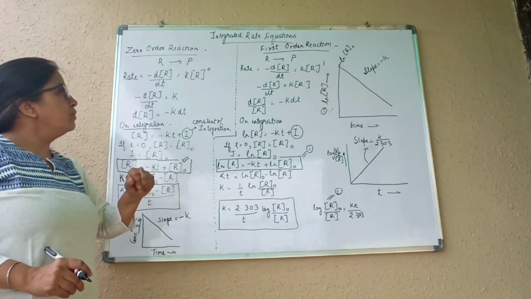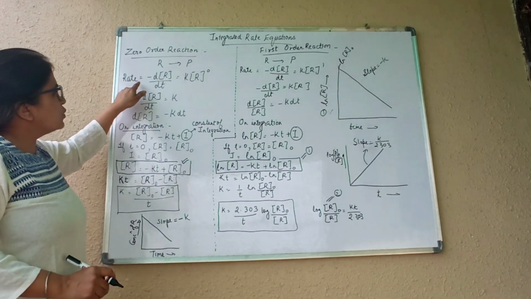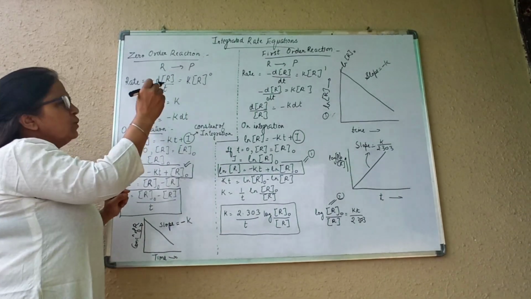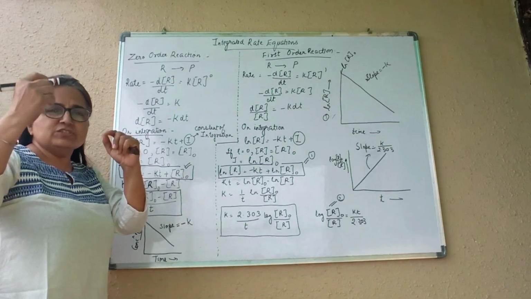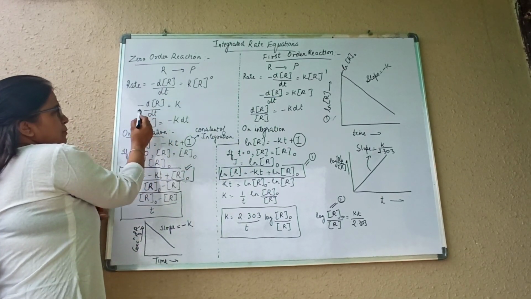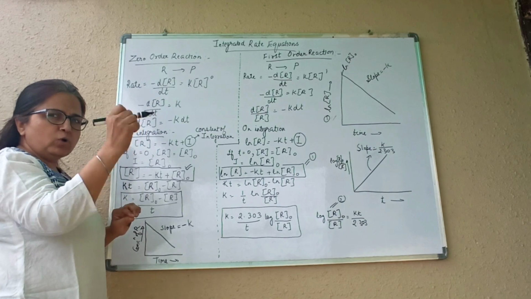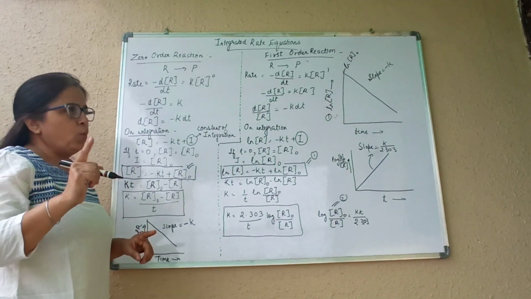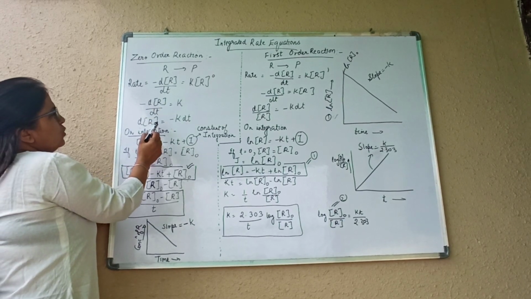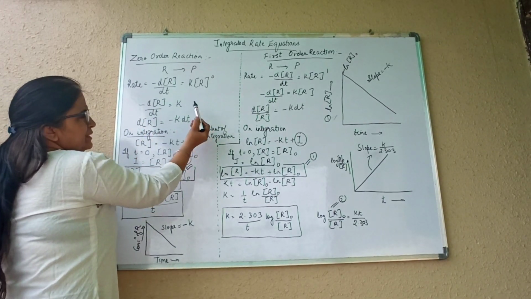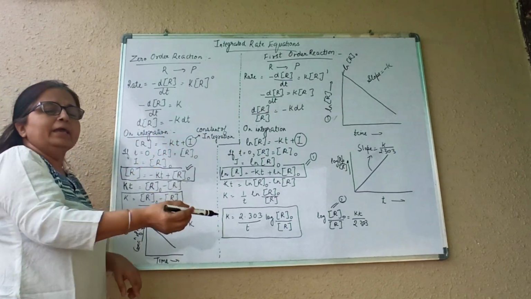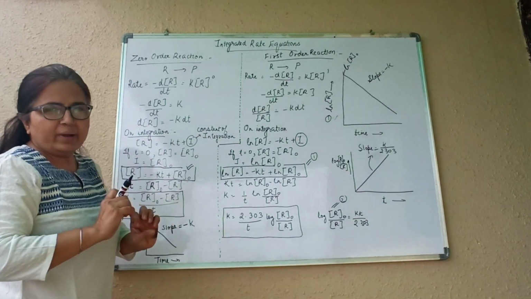How will I write the rate law? Rate is equal to minus d[R]/dt is equal to k, concentration of R to the power 0, if it is a zero order reaction. Now minus d[R]/dt is equal to k, because anything to the power 0 is 1, that I have omitted. I just took that dt to the other side and the minus sign here. So d[R] is equal to minus k dt. I just changed the format.